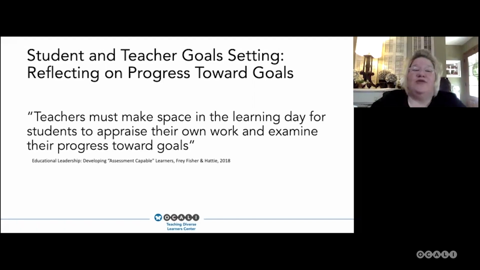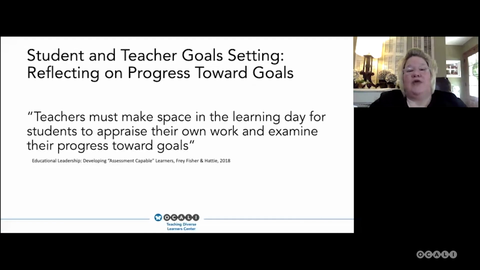So I pulled a little bit of a quote here to start us off. That says teachers must make space in their learning day for students to appraise their own work and examine their progress toward goals. So one of the best motivators, especially for older students, is to know what they're working for. Having that purpose, that context for learning is really important. A lot of kids are very competitive, but it sets the stage for engagement and sometimes that drive to make sure that the learning can happen.